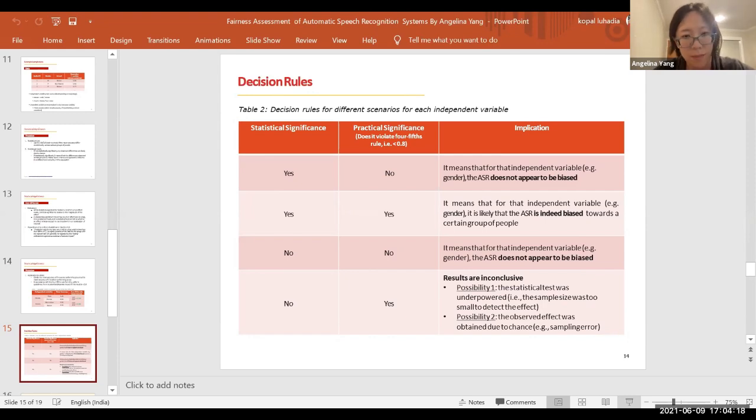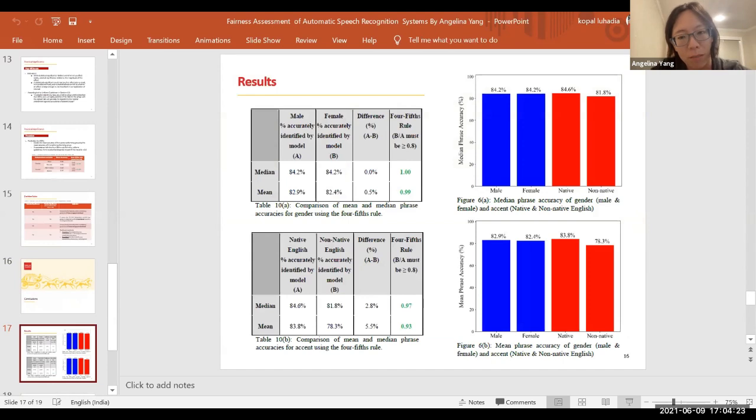Next page, please. So this is the decision rule based on the practical significance and also statistical significance. If everything goes yes, then you probably do have a biased system, and you probably need to do more investigation, more explainability analysis, and so on. And if they're both no, then you're probably okay. I think the most interesting one is the first row.